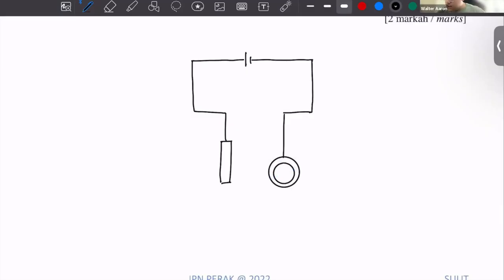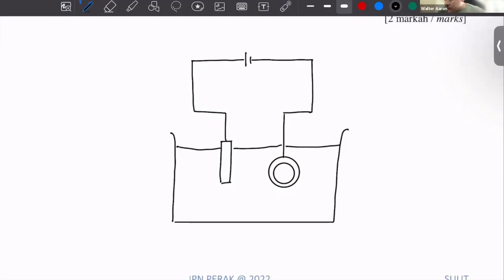Okay, and then after that, of course, you have a beaker. And then after that, you have another beaker over here. Make sure that the ring is completely immersed inside the beaker. You have a switch if you want to. So that's pretty much about it. And of course, label everything. So this will be the silver electrode. This will be your iron ring.